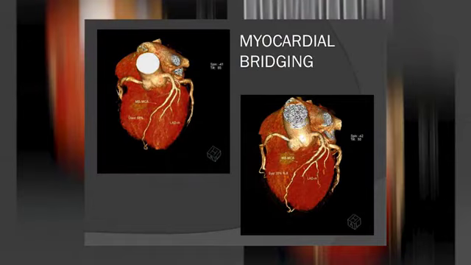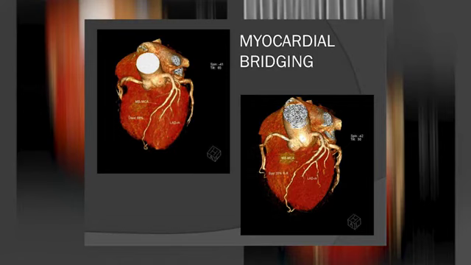One of the common findings is myocardial bridging. If you look here, this is the left anterior descending artery, and this is the part of the artery which is seen here on diastole. But if you see this part of the artery on systole, it's narrow. So you see the difference, it's the same heart.